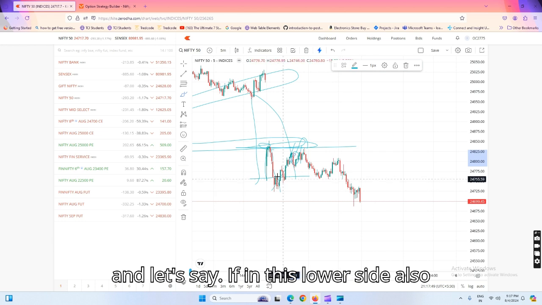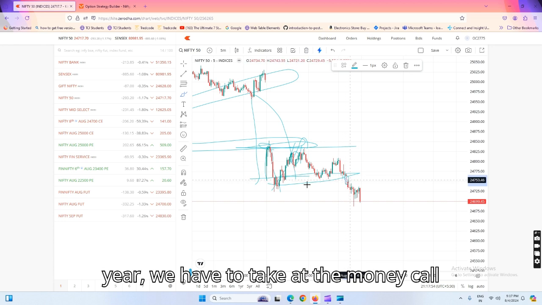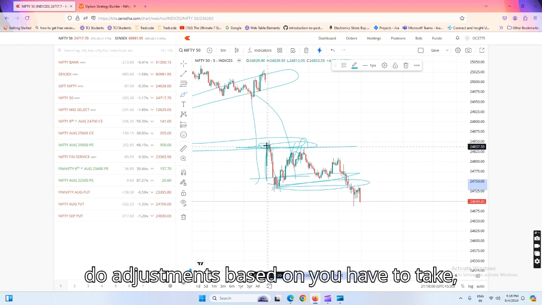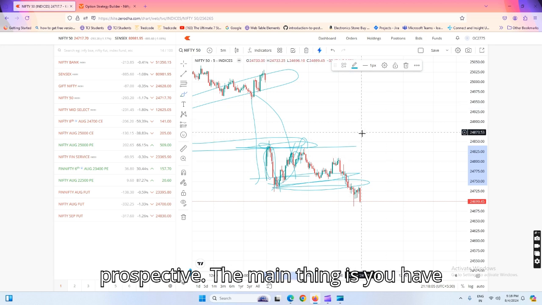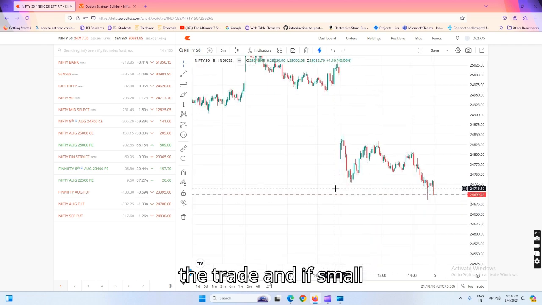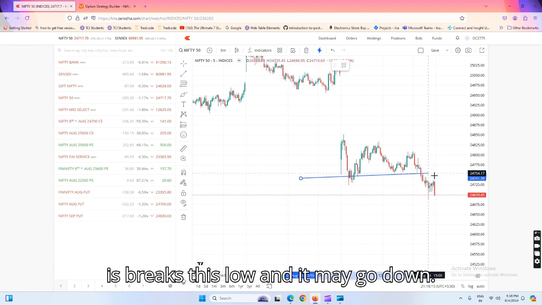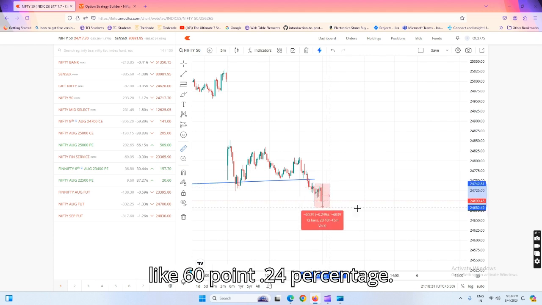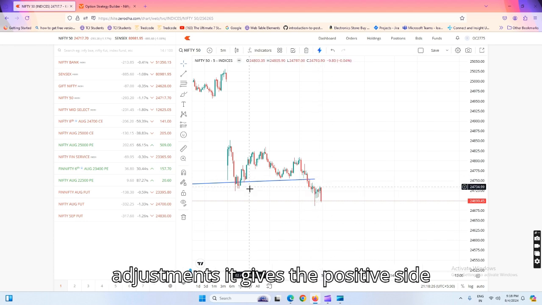And let's say on the lower side, if we have this break even and it breaks here, we have to take the at the money call and put, and again sell at this particular price. That is how we do adjustments, based on the technical perspective. The main thing is you have to analyze the OI and then take the trade. Small things can also give you the hedge. If it breaks this low and goes down, after this point it went almost 60 points, 0.24 percentage. So this also gives the positive side angle when we do the adjustments.